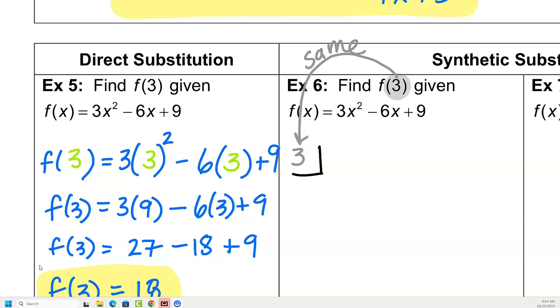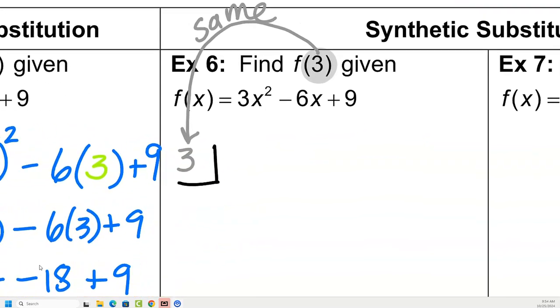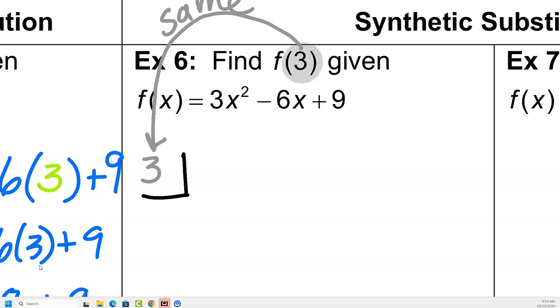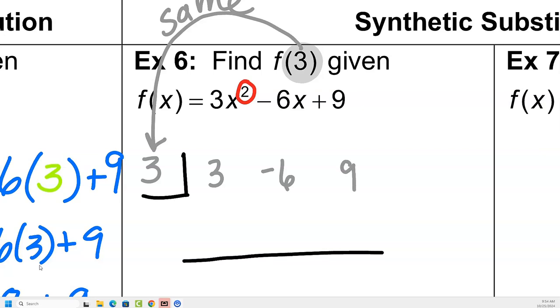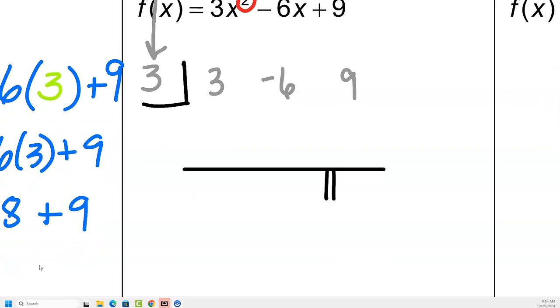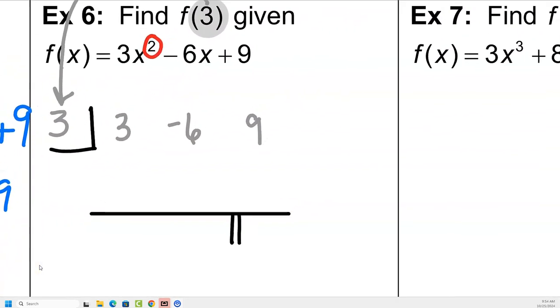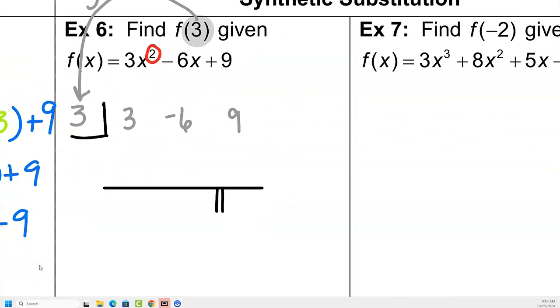So now I'm going to write the coefficients. Are there any missing terms here? Highest power is 2. Any missing terms? Nope. So I can just write the coefficients, which are 3, -6, 9. Leave some space to write numbers. Okay, and what I'm going to tell you, and we'll talk more detail, what you get for the remainder will be f of 3. So let's see what happens here.